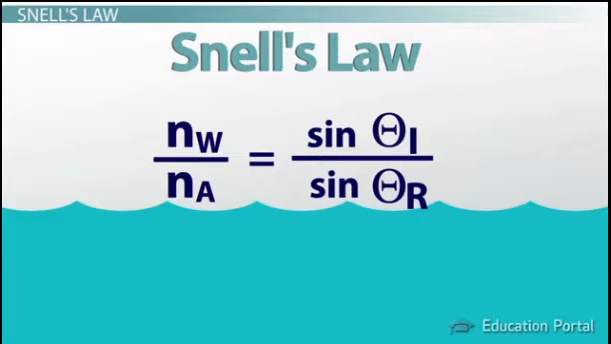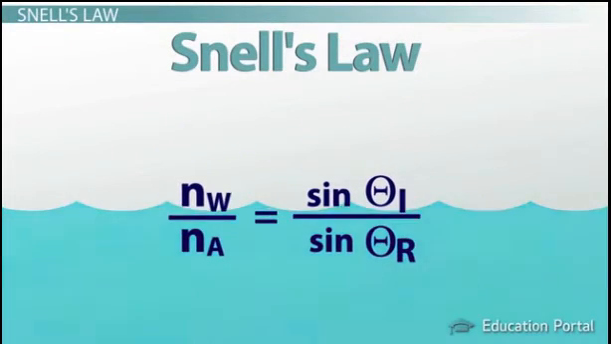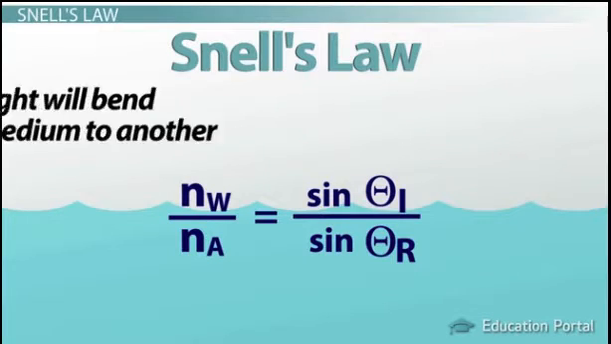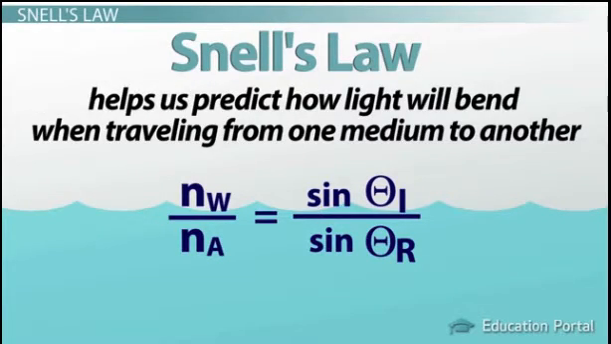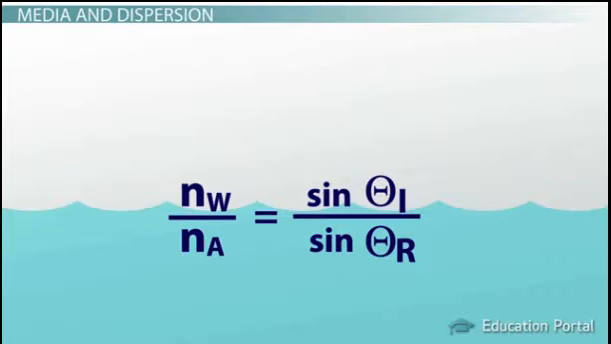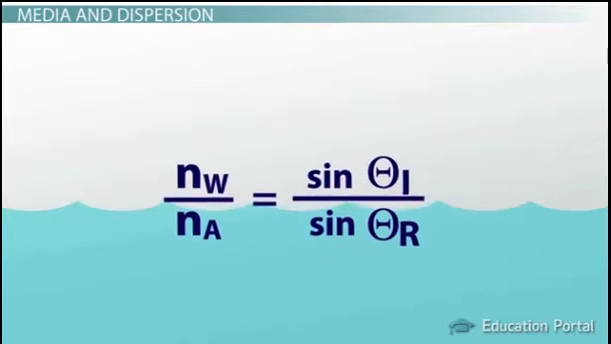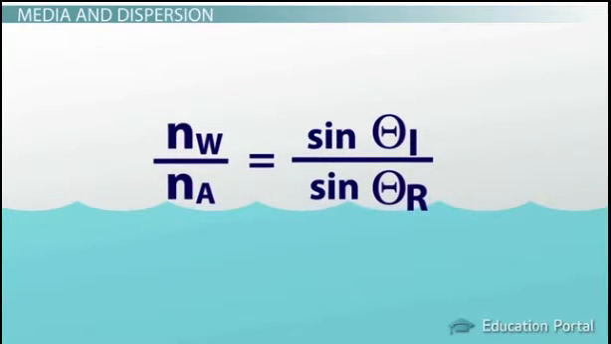To be more precise, the ratio of the angles of incidence and refraction is equal to the inverse ratio of the indices of refraction. Snell's law is a great formula to remember because it helps us predict exactly how light will bend when traveling from one medium to another. Notice that the equation for Snell's law shows an inverse relationship between the angles and indices. That is, on one side we have the refracted medium over the incident medium, whereas on the other side we have the angle of incidence over the angle of refraction.